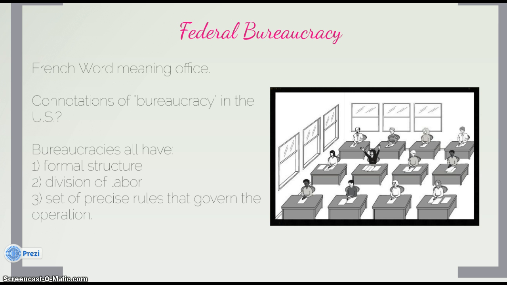And they also have a set of precise rules that govern the operation of the individual department or agency. So bureaucracies share all of these commonalities. You can see the office pictured and imagine that being reproduced for the 2.8 million federal workers in the federal bureaucracy. I don't think there's really anything else to talk about, but we will talk about that answer in class about the connotation of bureaucracy.